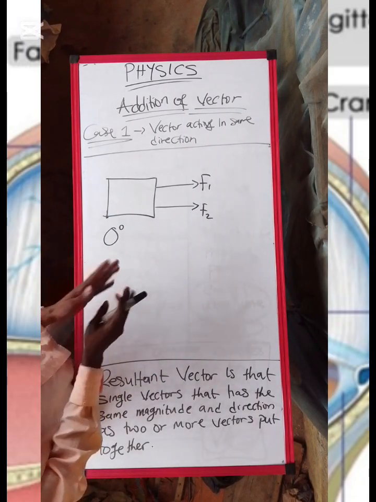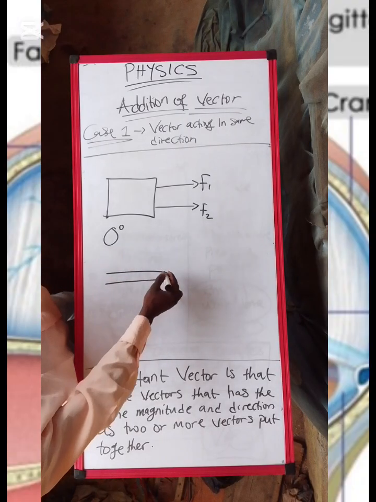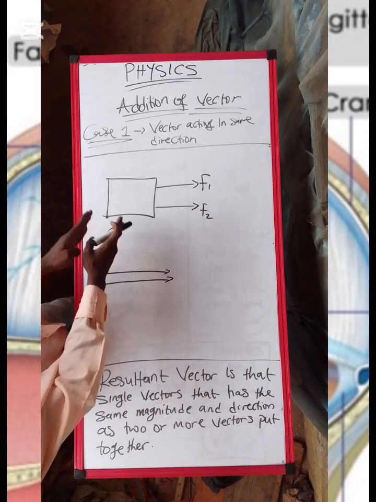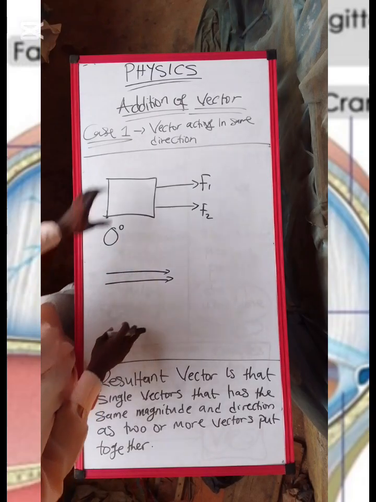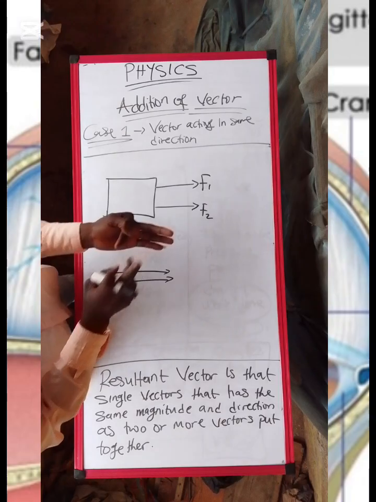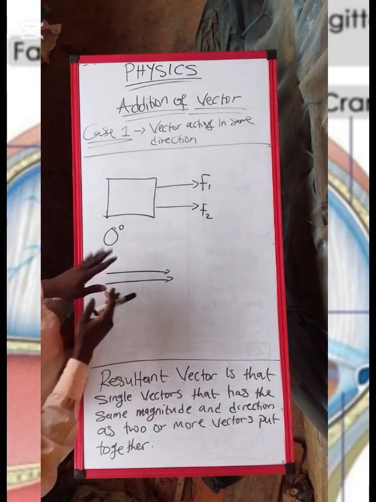Anytime you see anything parallel to each other, whenever you see two lines like this, since they are side by side, they are parallel, and it means that the angle between them is 0 degrees. Please take note of that. So you can either call these vectors acting in the same direction, or parallel vectors, or vectors acting at 0 degrees to each other. That means the angle between the two of them is 0 degrees.